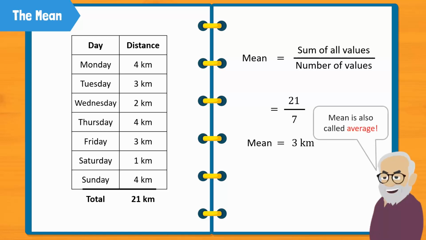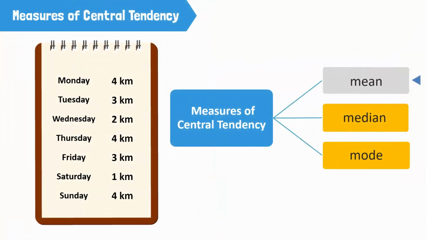Another very common name for the mean is average. This means that on average, Dadajan walks 3 kilometers every day. Let's look at another type of measure of central tendency, the median.